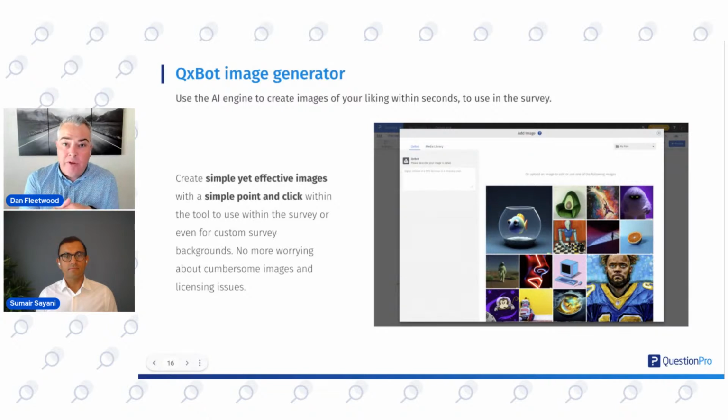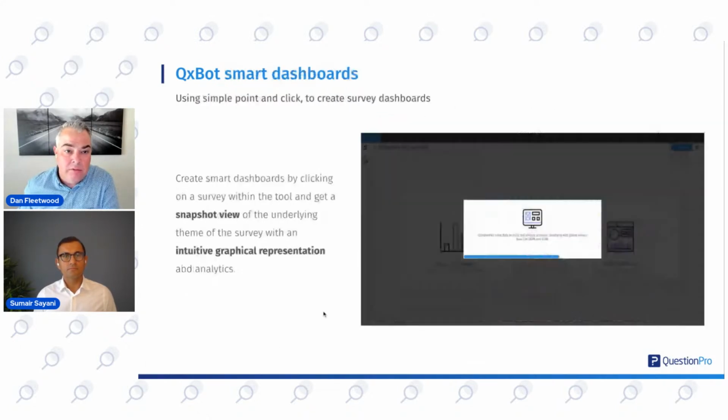We also have an image generator. So if you need that perfect background image, but you just can't find it, use our image generator to come up with these. You can see an example here. Again, you type in the prompt of the type of image that you're looking for, and the generative AI creates the image that you can use in your survey. So these are things that you can utilize as well, and we're thinking about it not only from a text or language standpoint, but also image generation and speeding up that process. So simple point and click, yet effective.